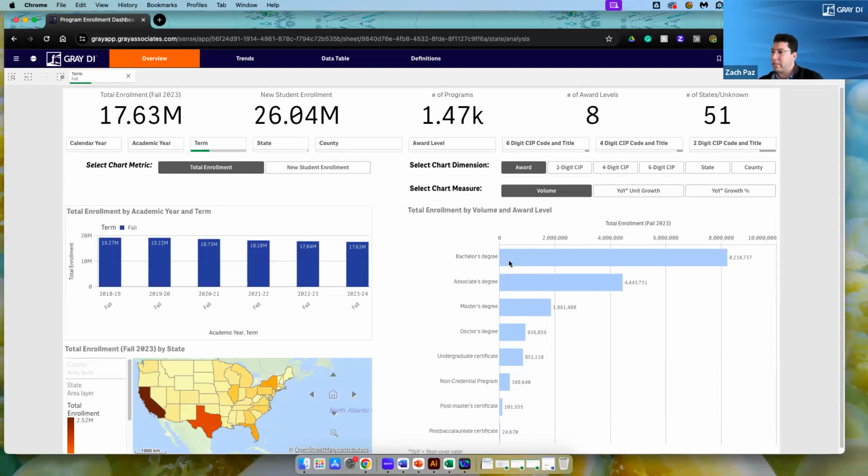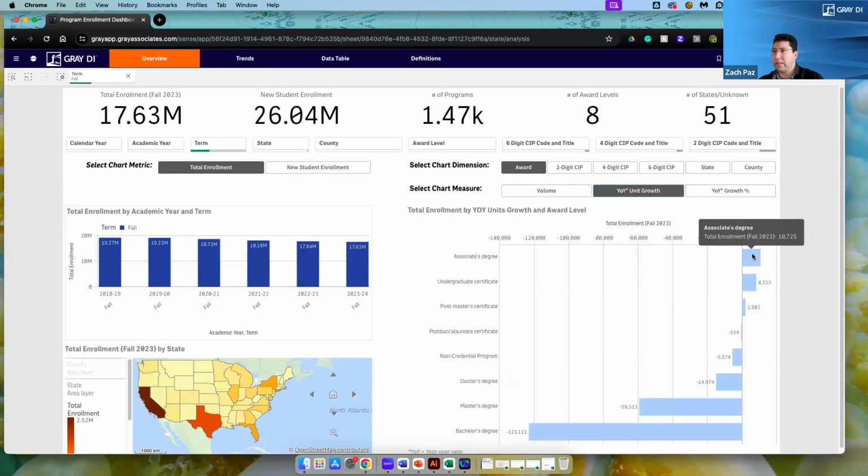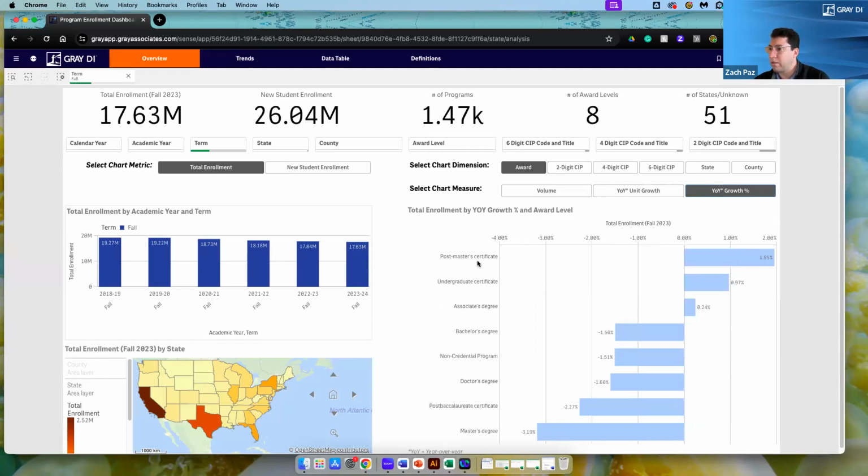Obviously, bachelor's is the largest by far. But let's look at the year-over-year unit growth. And actually, over in fall 2023, associate's, undergraduate certificate, and postmaster's certificate all grew. Now, this, I think, is a fix of what we saw in fall 2022 versus fall 2021, where we saw associates and undergraduate certificates decline. So it kind of now started from a lower base from 2022, but is now growing in the most recent year. So that's the unit growth, and then we can see the percentage growth here. And postmaster's certificate, undergraduate certificate, and associates, again, all grew.